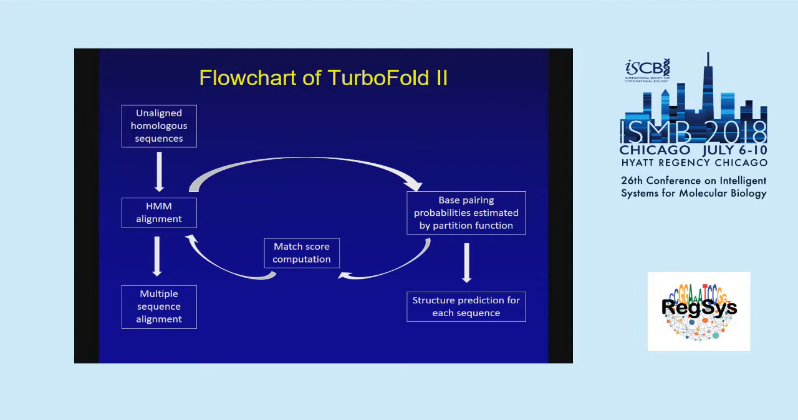This flowchart shows the algorithm. It begins from the homologs, and then it calculates the pairwise alignment by hidden Markov model. Then it calculates the base pair probability by partition function calculation based on the nearest neighbor model. A new feature in TurboFold 2 is using the structural information to improve the pairwise alignment through a match score computation. Then it forms a loop. After three iterations, it gives the multiple sequence alignment from the pairwise alignment and gives the structure prediction for each sequence.